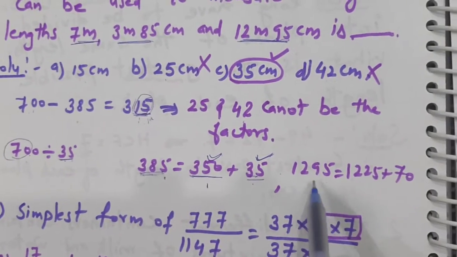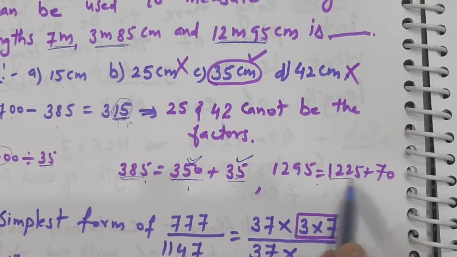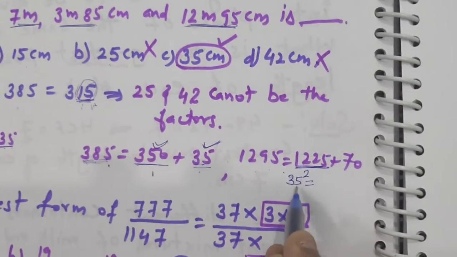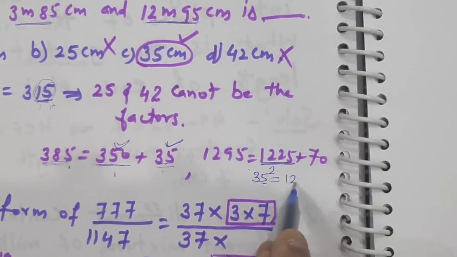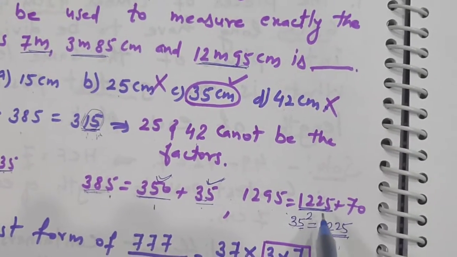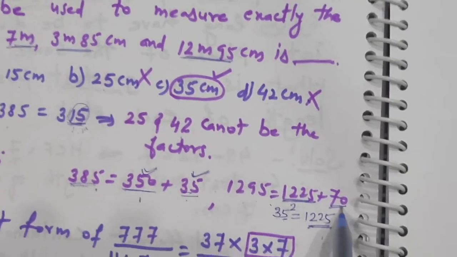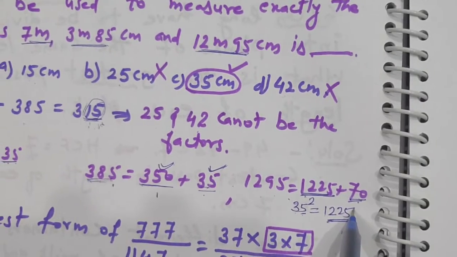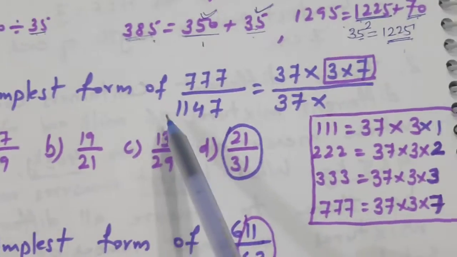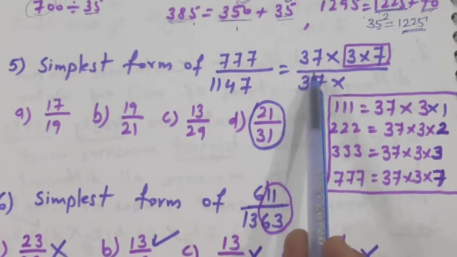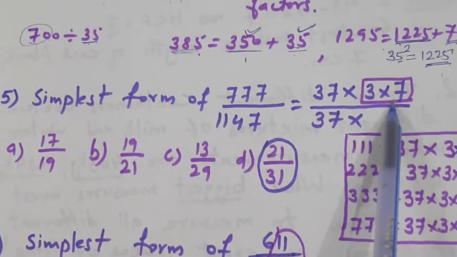Similarly this 1295 also. How did I get this 1225? Because I have learned the square of 35, numbers ending with 5, and I can find the square without much problem. So 1225 plus 70. 70 is also coming in the table of 35 and this is also coming in the table of 35, right? Next, again simplest form. Simplest form means cancellation again you have to do, right? So here 37 into 3 into 7.